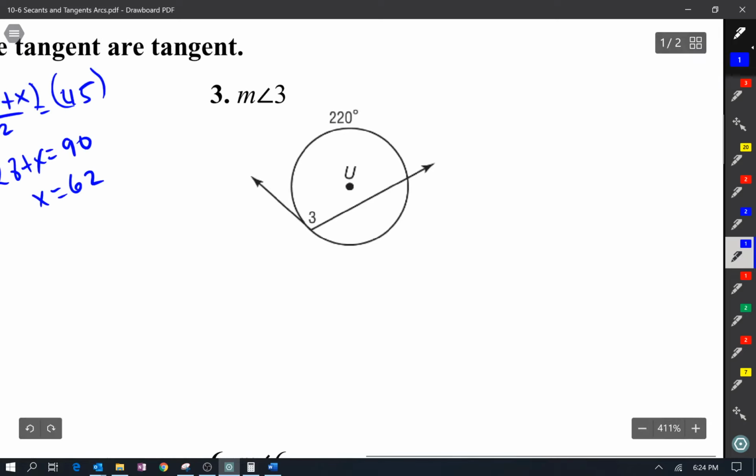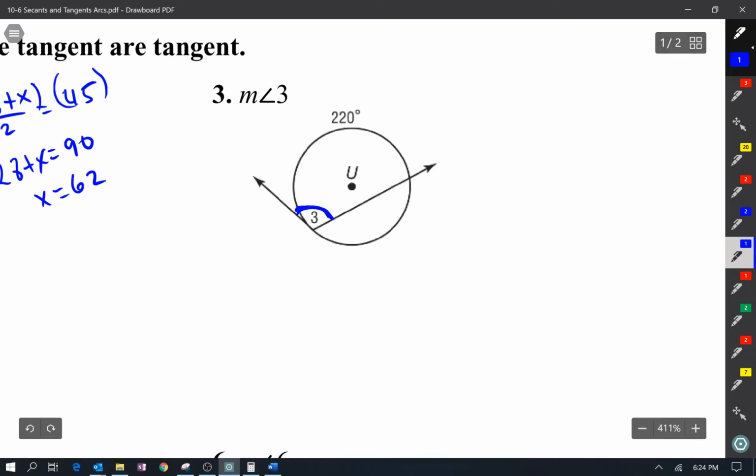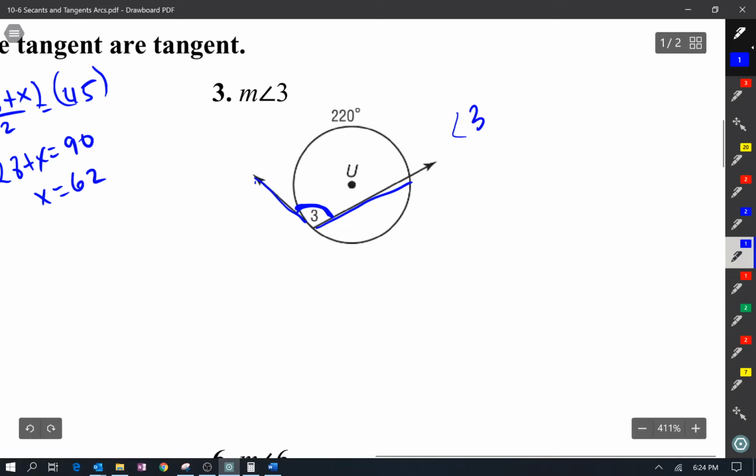All right, next problem. What's the relationship like this? Well, remember, when it's touching like this, when you have a tangent and a secant, what happens is this angle, angle 3, ends up being half of 220. So angle 3 is equal to 110.